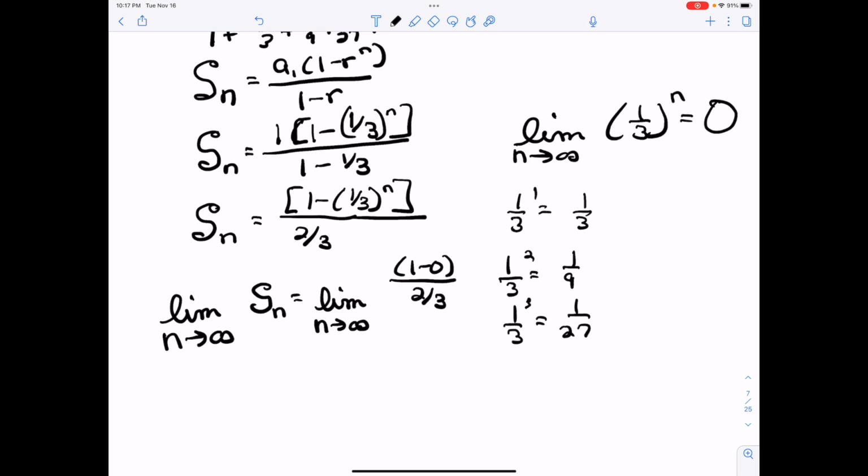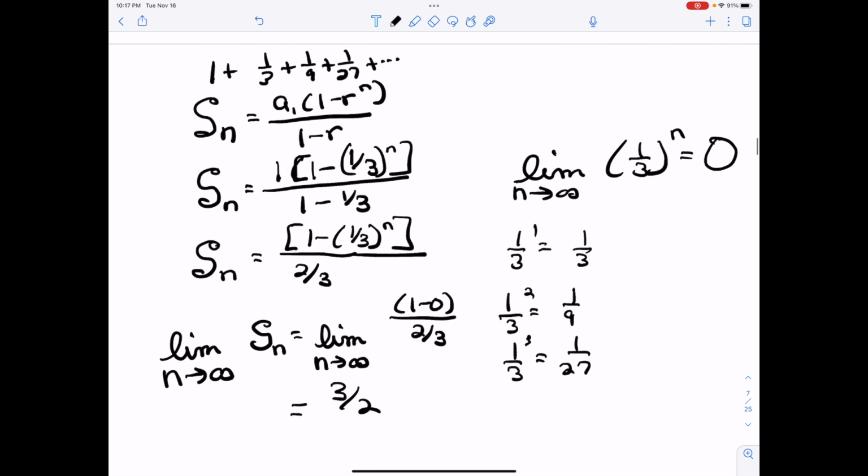Because the numbers like 1 and 2/3, they're going to just approach themselves. They're going to be themselves still even when you go to infinity. It's the n that we're worried about. So you end up with 3/2. So thinking about this as an infinite sequence, the sum would end up being 3/2.